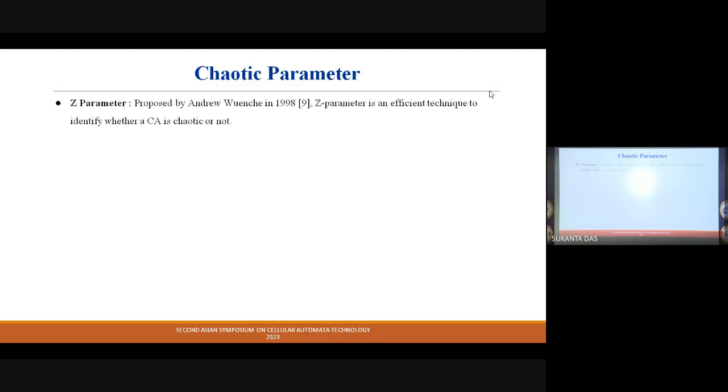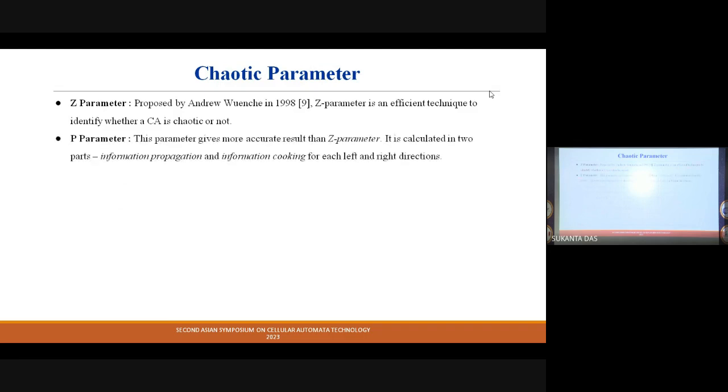For the chaotic parameters, we are again using the Z parameter, which was proposed by Andrew Wuensche in 1998. This is a sufficient condition for chaotic analysis. But the P parameter has been introduced, which gives more accurate results than the Z parameter, because it has information propagation and information cooking.